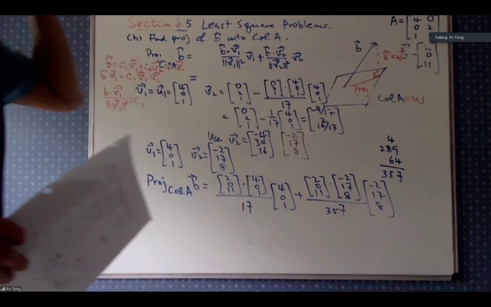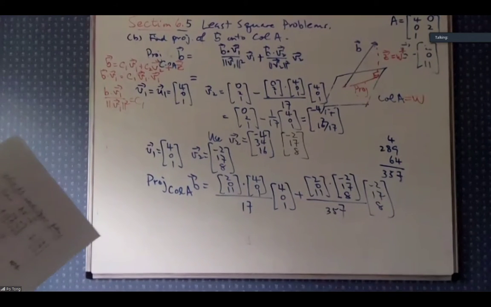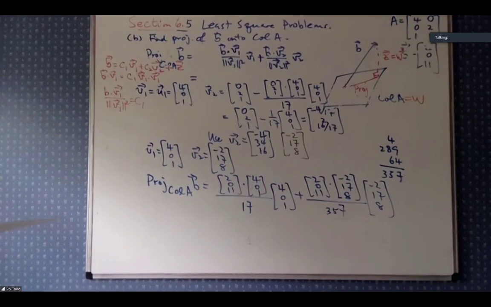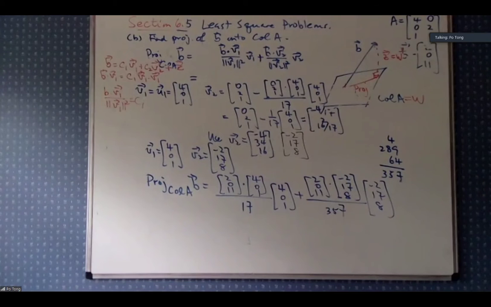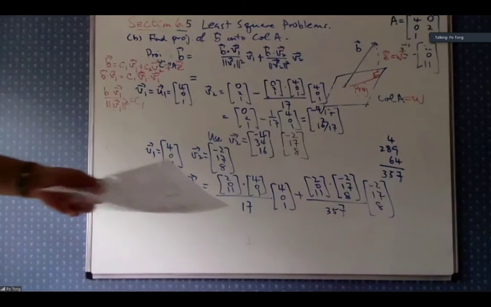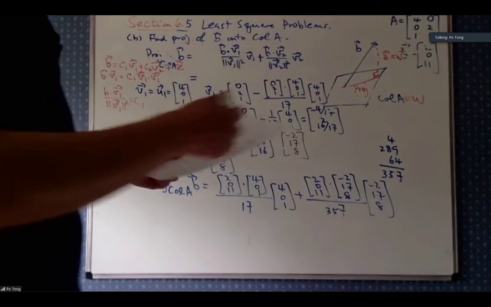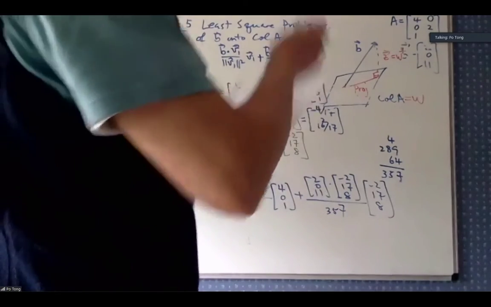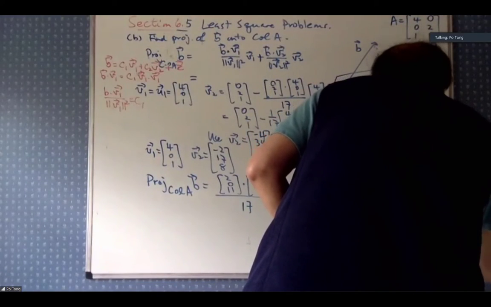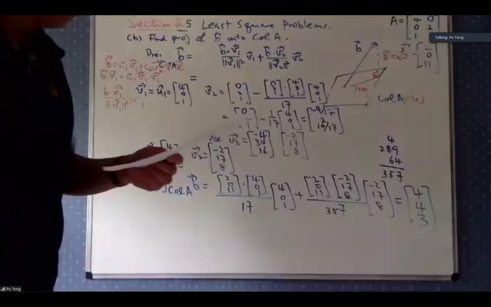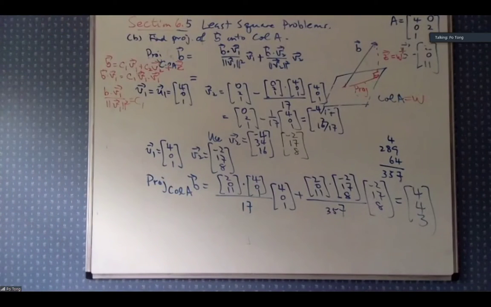Is it okay? Yeah. So don't worry about the computation too much, okay? The computation is really ugly. But at the end of the day, all this is going to simplify to... I'm going to skip the computation because it's too ugly. I want to focus more on the conceptual stuff. So it turned out to be 443. Okay, that is the projection.